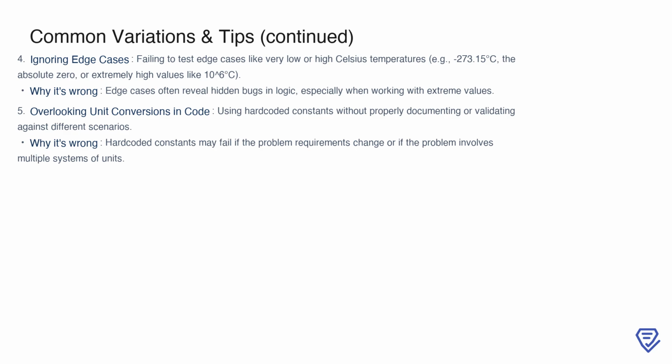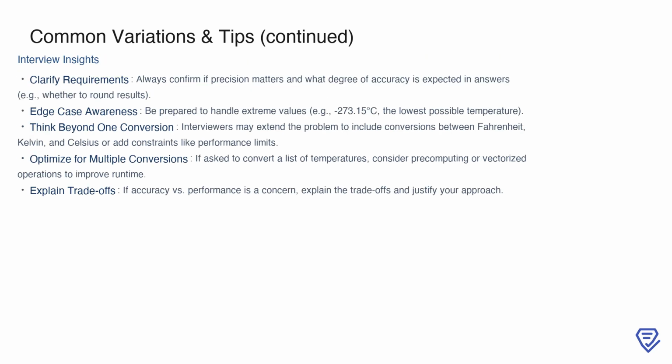In an interview setting, there are some key strategies to keep in mind when tackling temperature conversion problems. First, always clarify the requirements. For instance, ask if precision matters and whether the interviewer expects rounded results or full decimal accuracy. This helps you tailor your approach to their expectations. Additionally, be aware of edge cases, such as handling -273.15 degrees Celsius, the lowest possible temperature, or other extreme values.